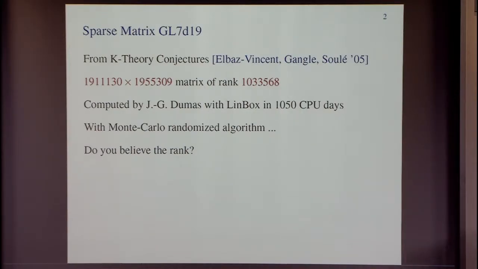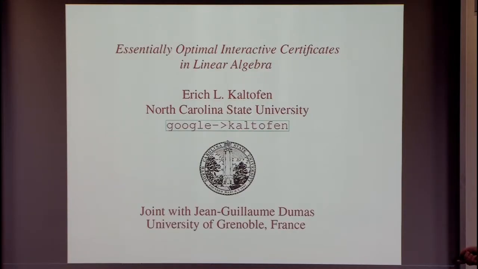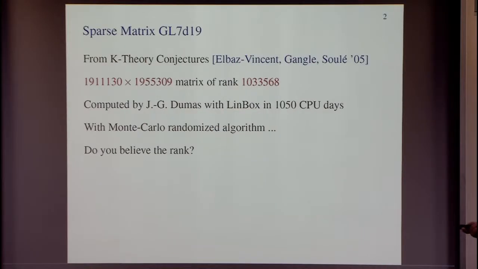This was actually not the motivating example, but it is an example that brought in my co-author. I didn't mention my co-author, Jean-Guillaume Dumas. This is how he came on board. He's a person who builds a linear algebra library for exact linear algebra computation. It's called LinBox. And because we are on the web, we get these matrices sent to us. This one was sent from K-theorists, and this is a matrix 2 million by 2 million, and they wanted to know the rank.